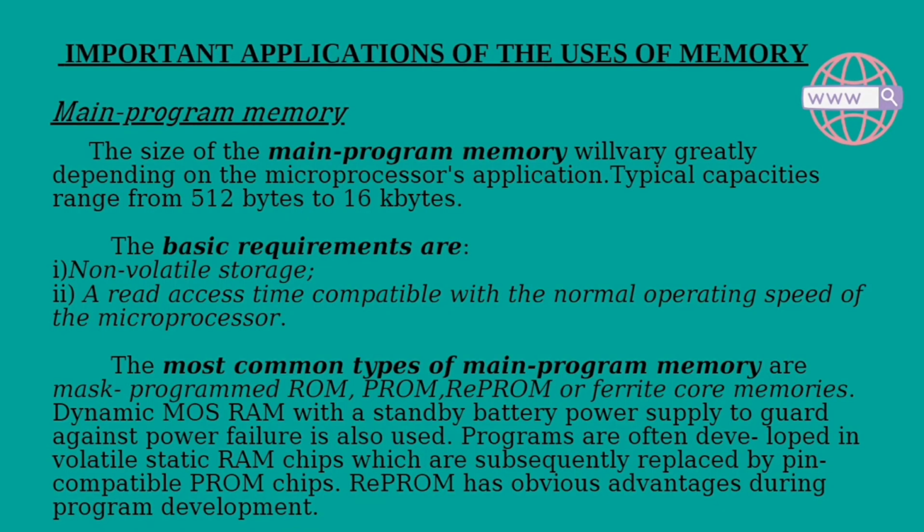So let's talk about the main program memory. The size of the main program memory will vary greatly depending on the microprocessor's application. Typical capacities range from 512 bytes to 16 kilobytes. The basic requirements are, number one, non-volatile storage and a read access time compatible with the normal operating speed of the microprocessor. The most common types of main program memory are mask-programmed ROM, PROM, REPROM, or ferrite core memories.